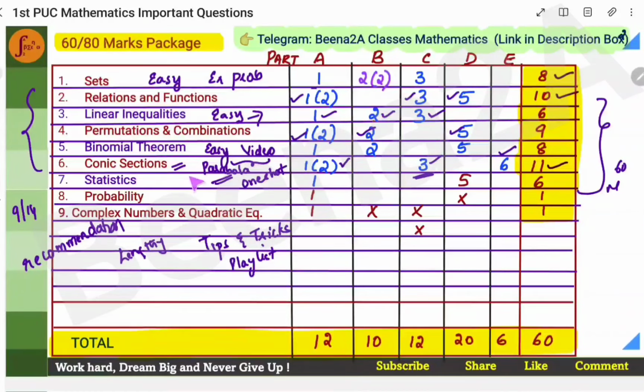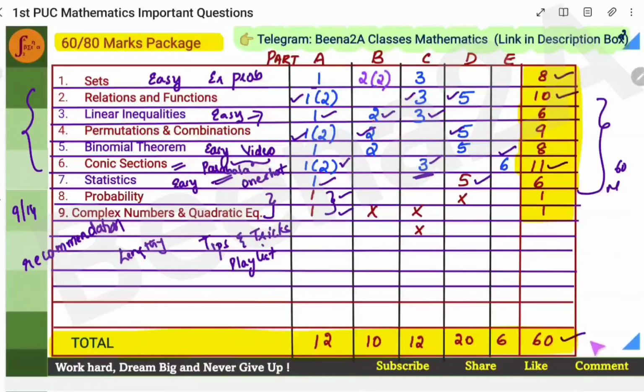Next comes statistics. Again, easy chapter, straightforward. You just have to understand how to find the mean deviation with mean or with median, right? So 5 marker and 1 marker. And for these 2 chapters, probability and complex numbers and quadratic equation, it is enough if you prepare for 1 markers, right? This way you could get 60 marks.